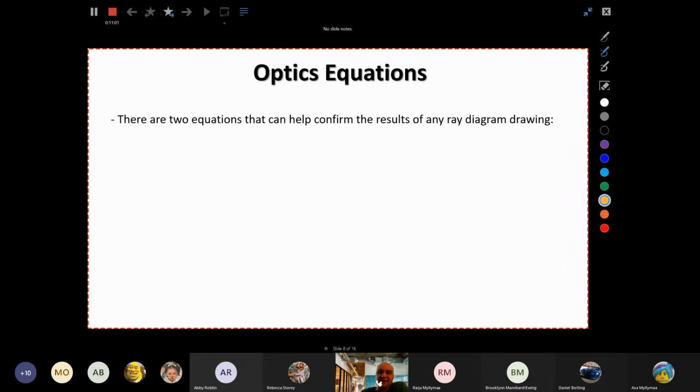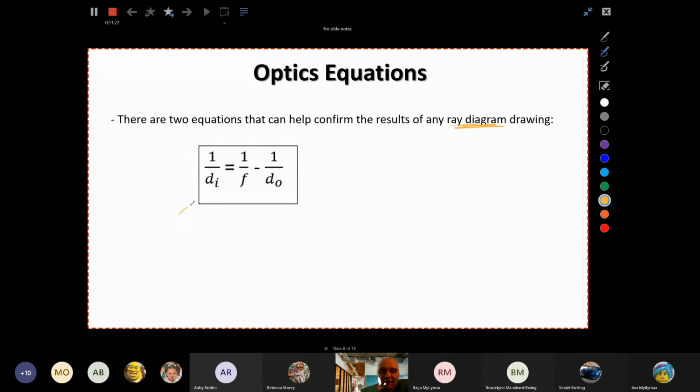There are two equations that can help us confirm the results of any ray diagram. By the way, ray diagram is just a fancy name for all these drawings we've been doing. They're called ray diagrams because they're diagrams and we draw them with rays. Okay, so we need two equations, and the way this works is we always use this one first. Now, don't be like, oh, what's that? It's just a 1 over. It's just a button on our calculator.